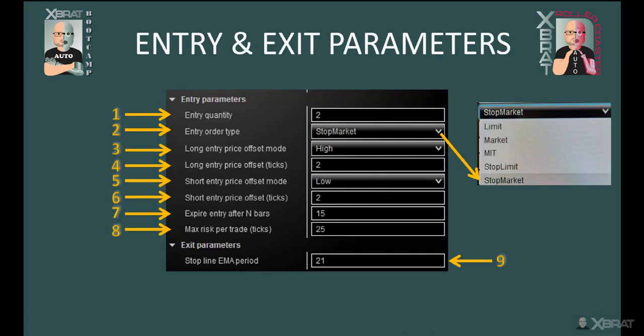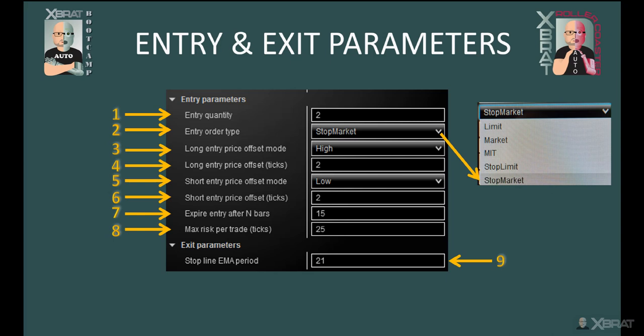So the main settings here, the differences from the general settings, which is for all of the auto traders, are these: the entry parameters and the exit parameters. So entry, let's go through these. Entry quantity is obviously the amount of futures contracts you want to trade for each trade. The default is 1. This can be changed when you're optimizing.